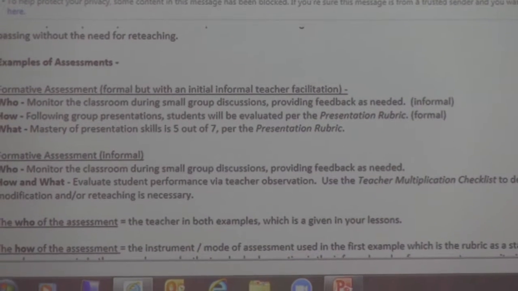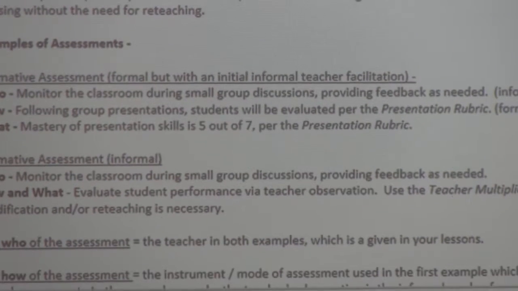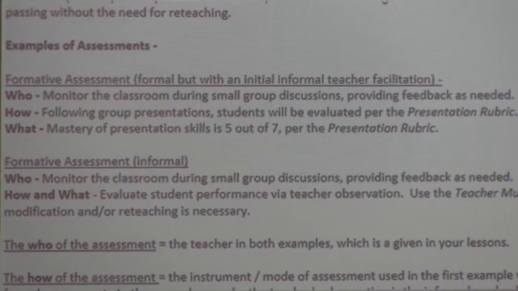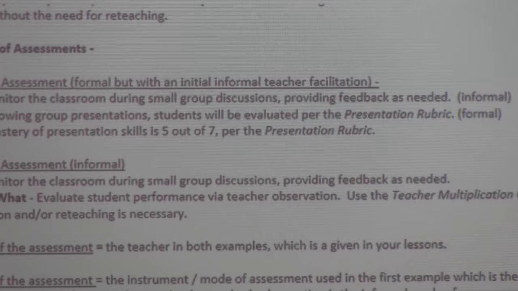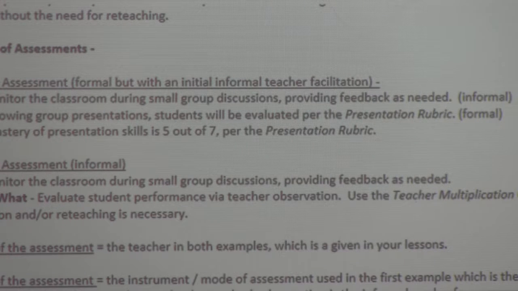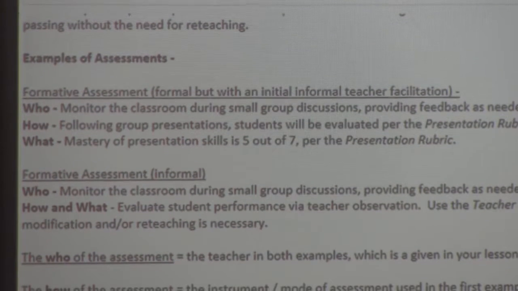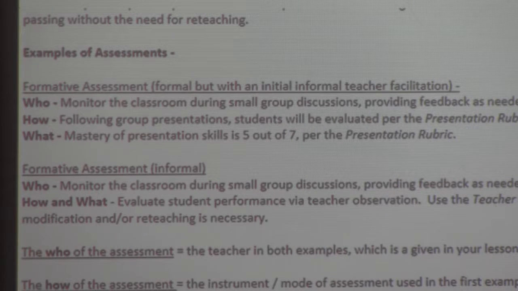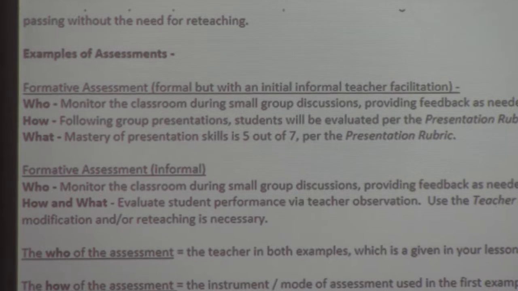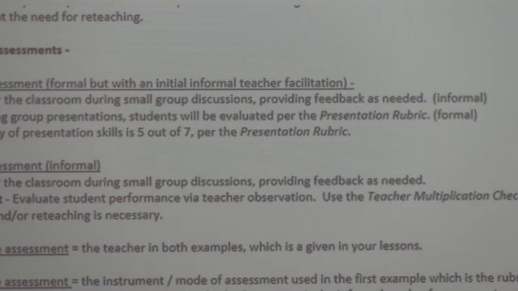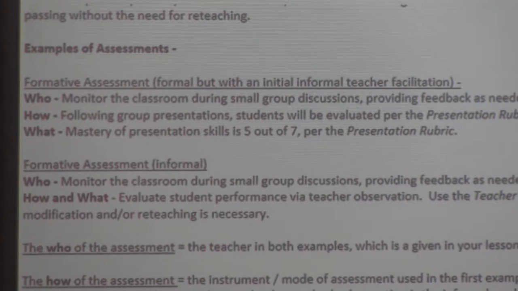A formative assessment, and here's the who, the how, and the what. So the first one is monitor the classroom during group discussions, providing feedback as needed. That's somewhat informal, obviously. How? Following group presentations, students will be evaluated per the presentation rubric. Notice that I put the words presentation rubric in italics to differentiate that specific handout. And keep this in mind when you're writing your projects, it's always best to put it in a different color, a different font, or italicize it so that it stands out and is not lost in the normal font. So, the presentation rubric, that's a formal evaluation piece. Mastery of presentation skills is 5 out of 7 per the presentation rubric. So you've circled it, and you're expecting 5 out of 7 or whatever you determine.